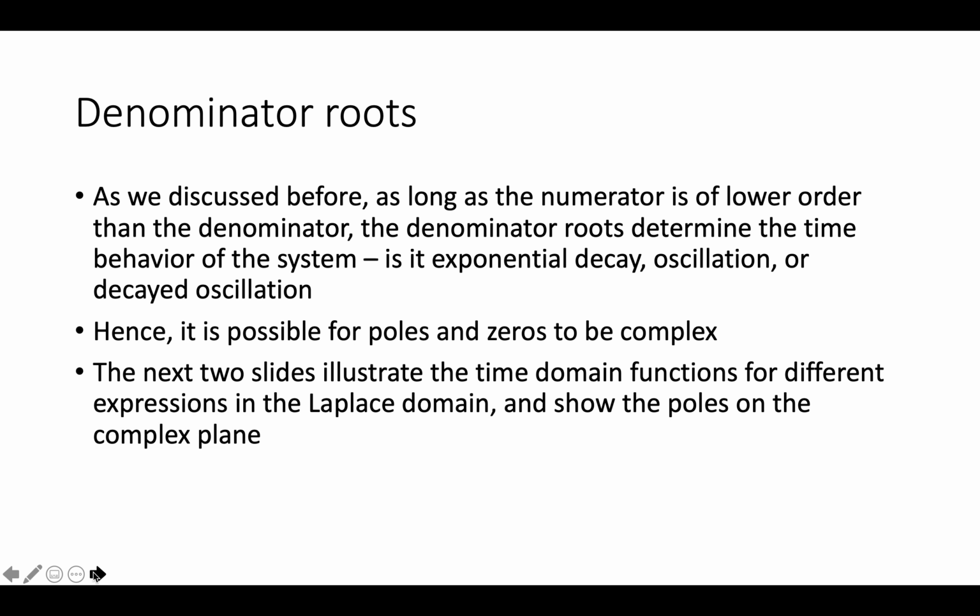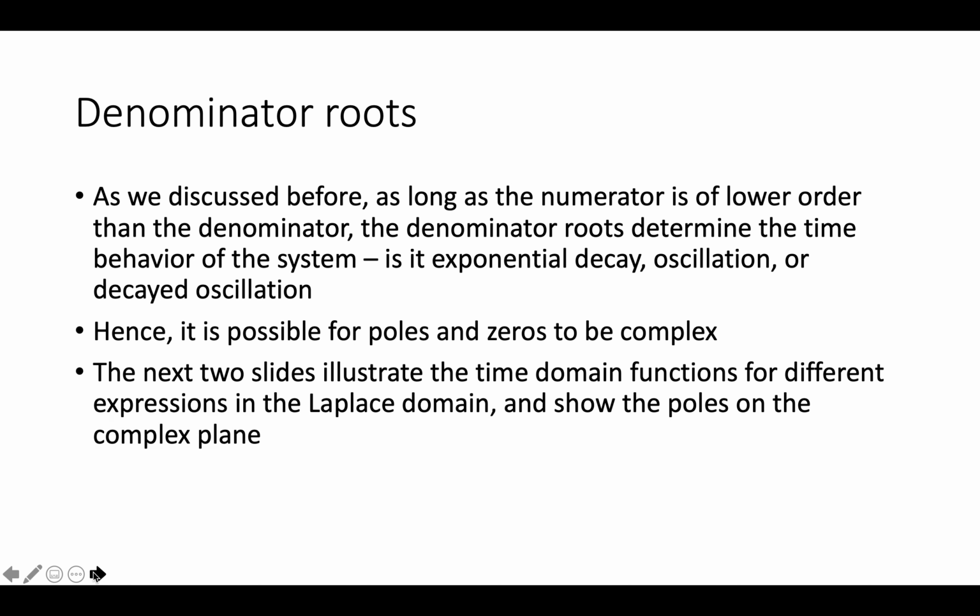So as we talked about before, as long as the numerator is of lower order than the denominator, it's the denominator roots that determine the time behavior of the system. So in other words, is this exponential decay with different time constants? Is it oscillation? Is it decaying oscillation? So it is possible for poles and zeros to be complex.